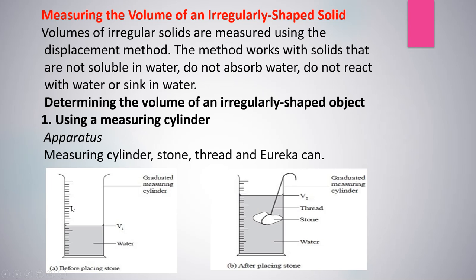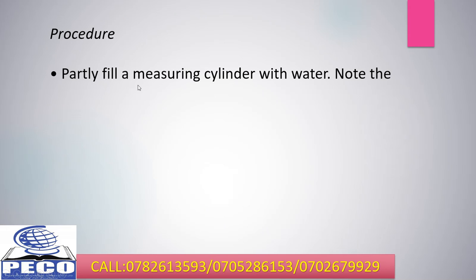It displaced the water. So the procedure I've just been explaining: partly fill a measuring cylinder with water, that's partially or halfway. Note the volume V1 of water.